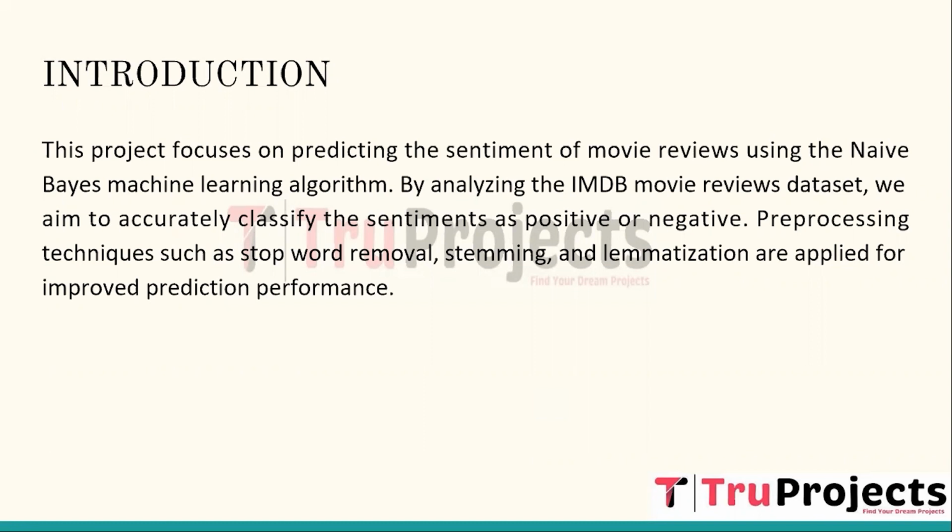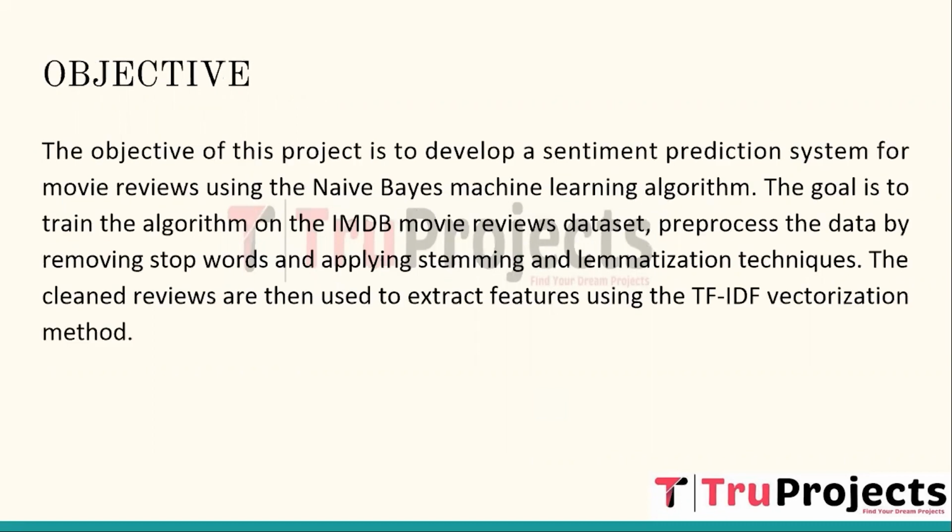The project involves analyzing the IMDb movie reviews data to classify the sentiment as either positive or negative. To enhance the accuracy of prediction, techniques such as removing stop words, applying stemming, and lemmatization are employed. The aim of this project is to create a sentiment prediction system specifically designed for movie reviews. The Naive Bayes machine learning algorithm is utilized for this project.